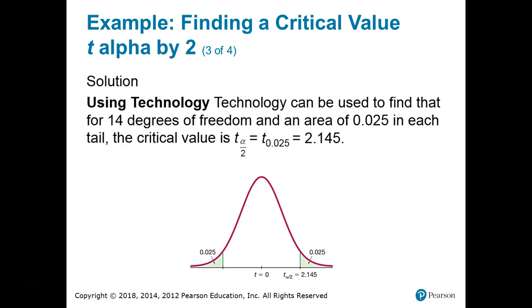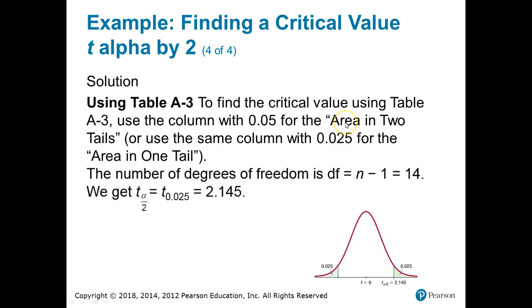You can also use technology to find that, which we will do in an example later, both with the table and with the calculator. So again, t is 2.145. Once we have t, the solution would be to find the critical values. Use the column with 0.05 for the area in 2 tails, or use the same column with 0.025 for the area in 1 tail. The number of degrees of freedom is n-1, which is 14.